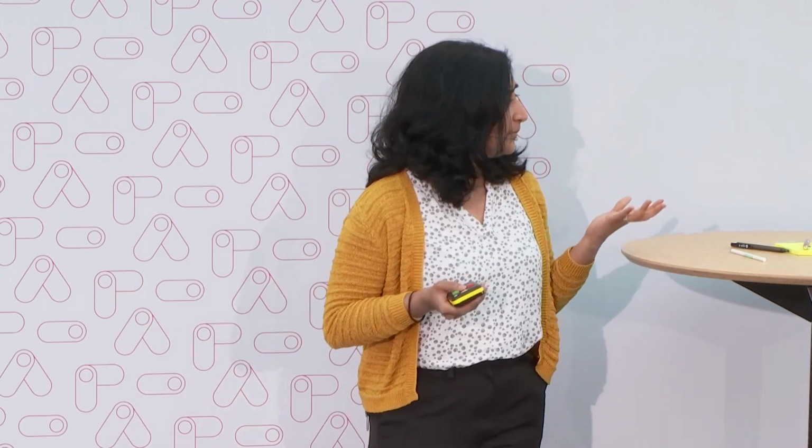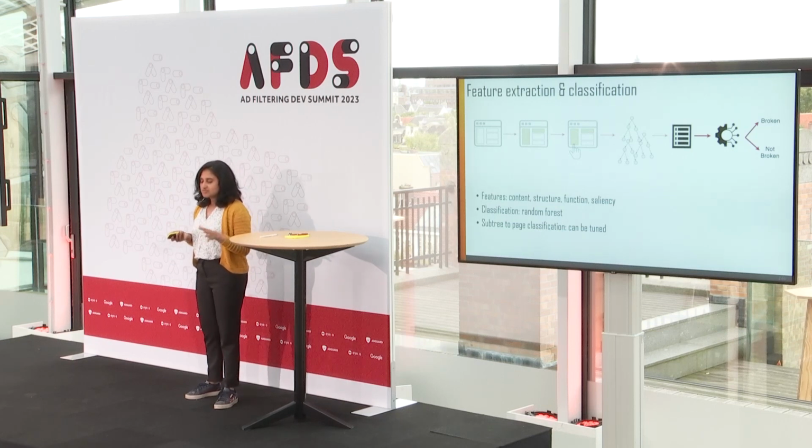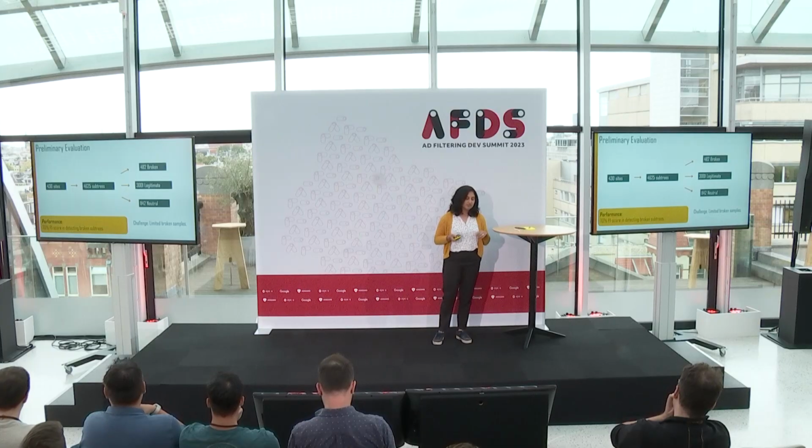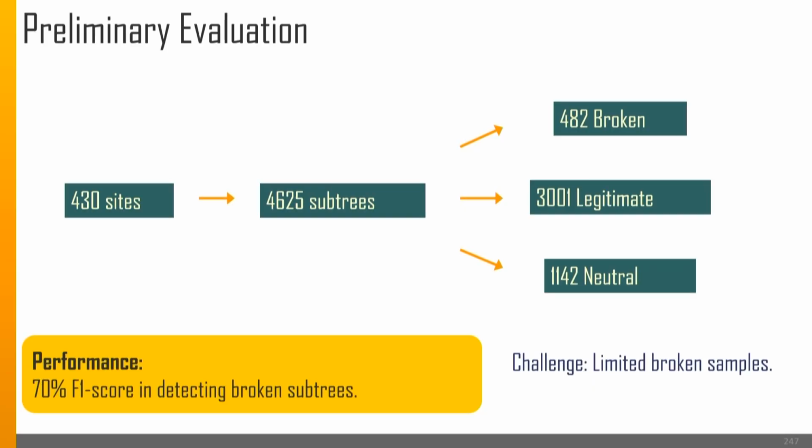So you can have minor breakages if there are only a few broken subtrees, or major breakage if there are a large number of subtrees, and so on. So this is something that can be tuned. So we did a preliminary evaluation, where we had about 430 sites, which resulted in 4,600 subtrees or so.